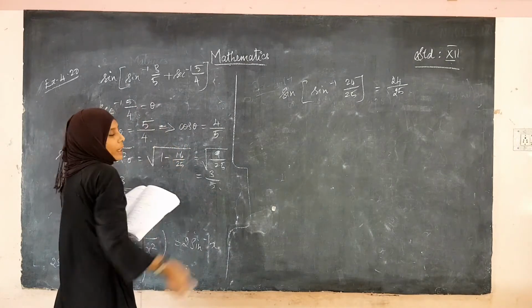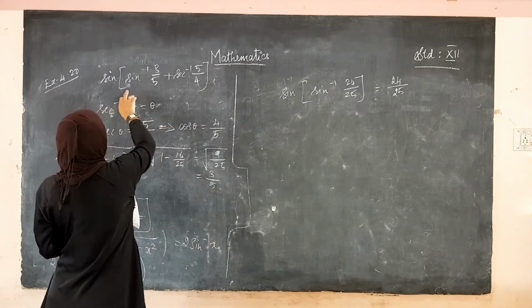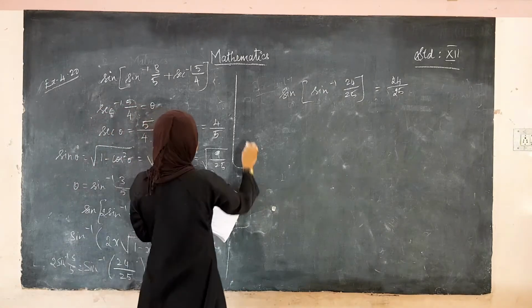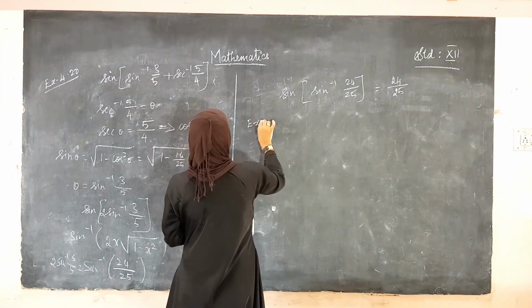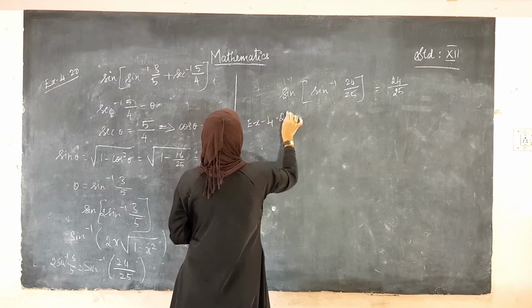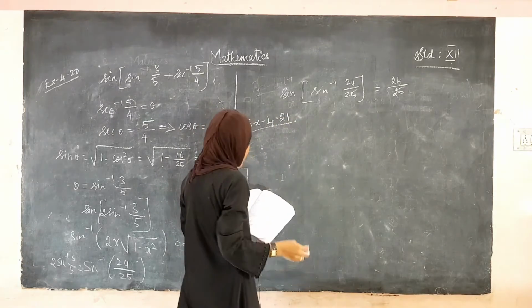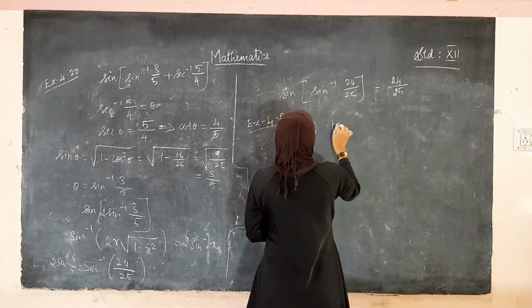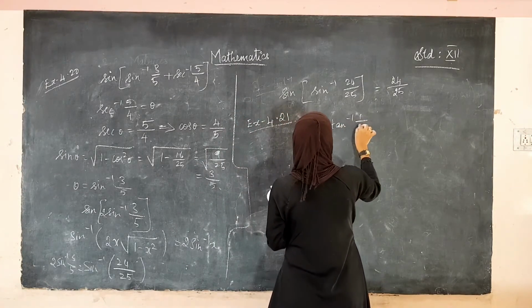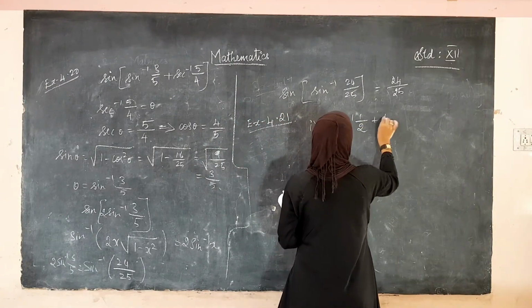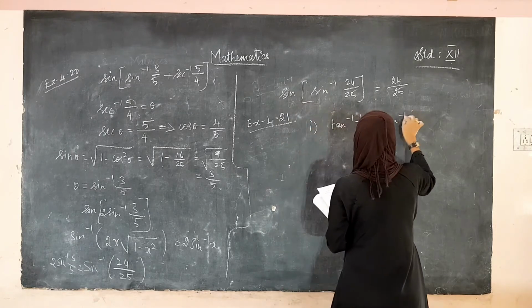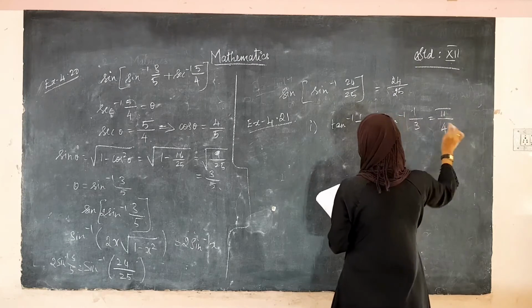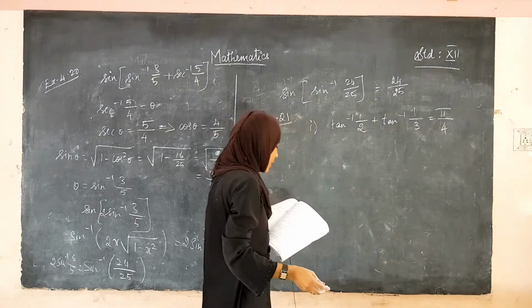Therefore, we have evaluated the value of sin inverse of 3 divided by 5 plus secant inverse of 5 divided by 4. Now let us move on to the next example. Example number 4.21. They have given two subdivisions. You have to prove tan inverse of 1 by 2 plus tan inverse of 1 divided by 3 is equal to pi divided by 4.